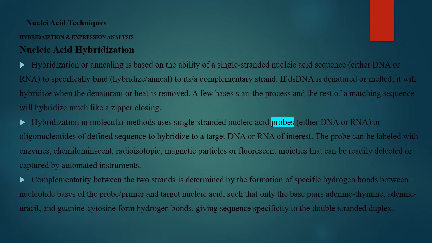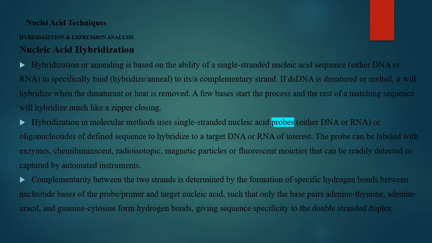Now, if a dsDNA, ds is double-stranded. When you see ds, it is double-stranded DNA. When you see s, a single strand. So if a double-stranded DNA is denatured or broken up or melted, it will hybridize when the denaturant or heat is removed. So once there is the heat, it's broken up. When the heat or the denaturing material is taken away, it joins back. Now, a few bases start the process, and the rest of a matching sequence will hybridize much like a zipper closing. So when the heat or the denaturant is taken away, it zips back. One will join like that, then it increases like you are closing your zip.